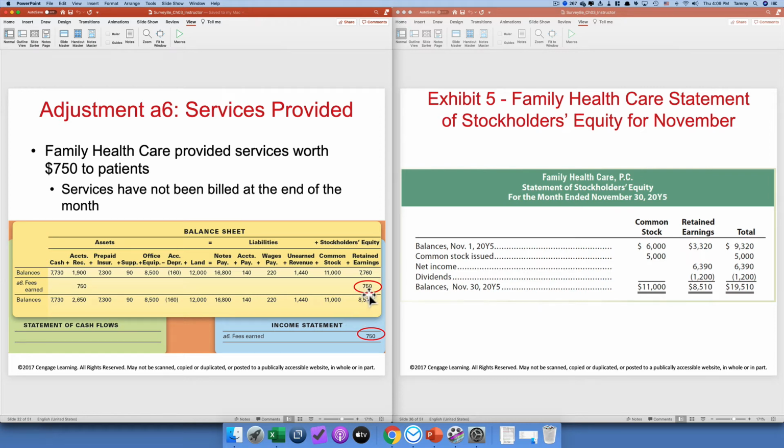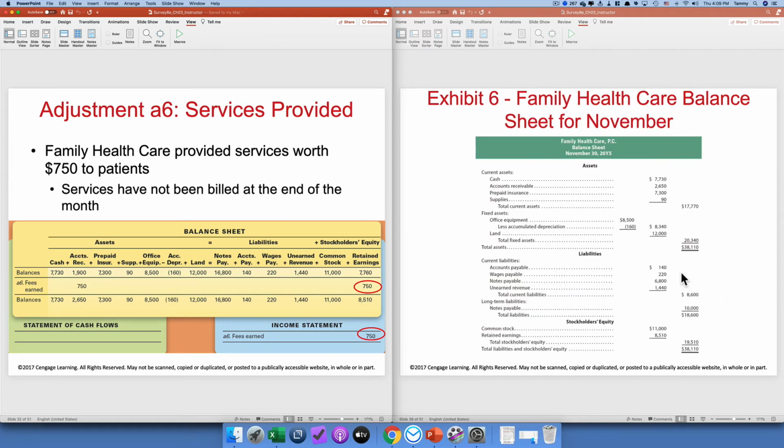Okay, we have $8,510 net in retained earnings, which takes into account the $1,200 in dividends that she paid herself, which gives us a total stockholders' equity balance of $19,510. Okay, so this is our statement of stockholders' equity or retained earnings for the month. And that leads us into the balance sheet.